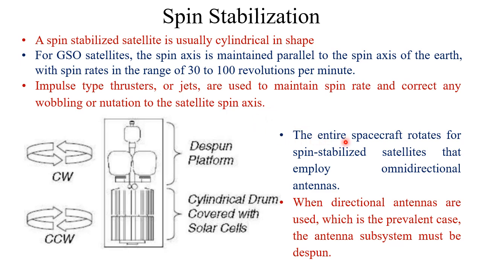Now, the entire spacecraft rotates for the spin stabilized satellite that employs omnidirectional antennas. When directional antennas are used, which is the usual case, the antenna subsystem must be despun. Now, what is the meaning of this despun?